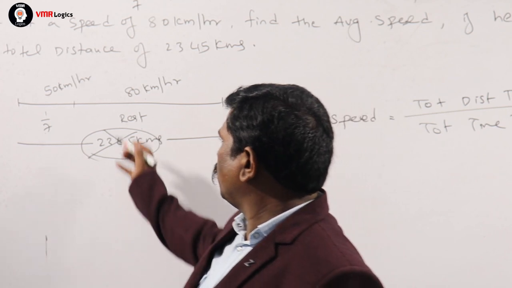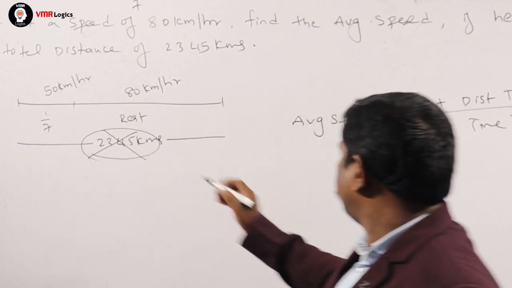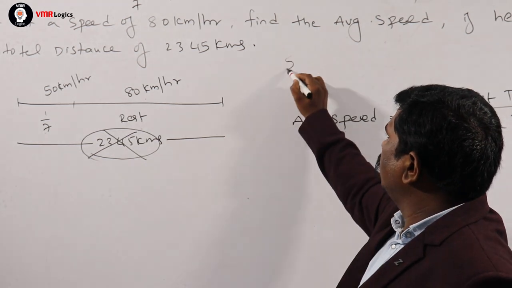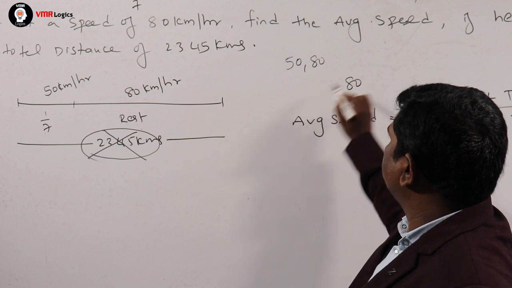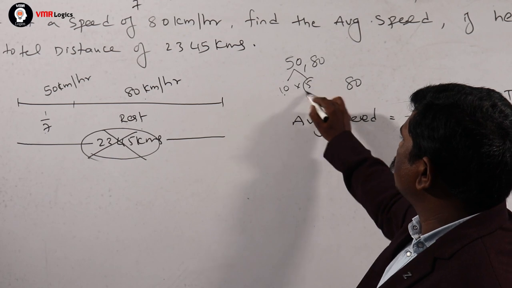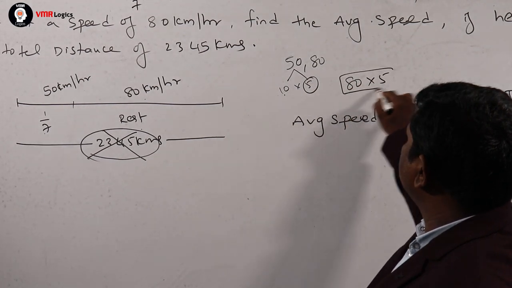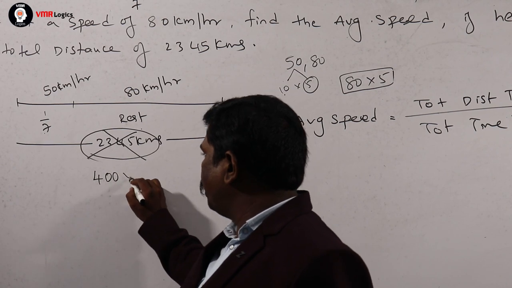Now, I'll take 50 and 80. What is the LCM? How to calculate the LCM if you observe: 50 and 80, the biggest number is 80. I write this as 10 into 5. 10 is there in 80, and the missing factor is 5. So 5. This is your LCM, 400.